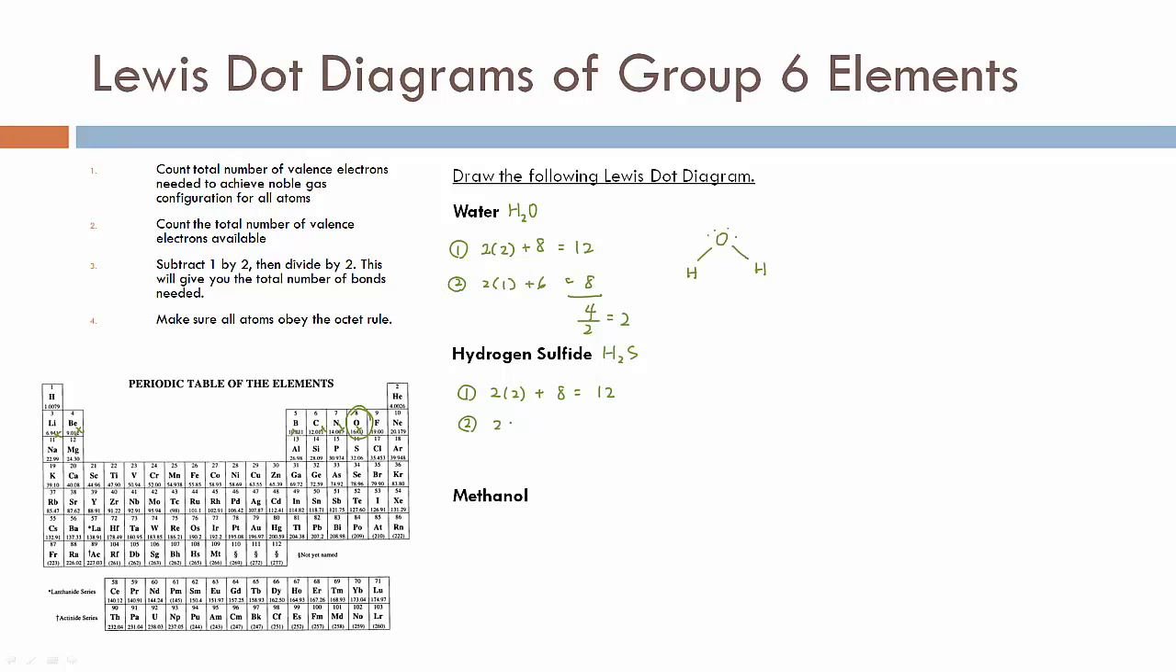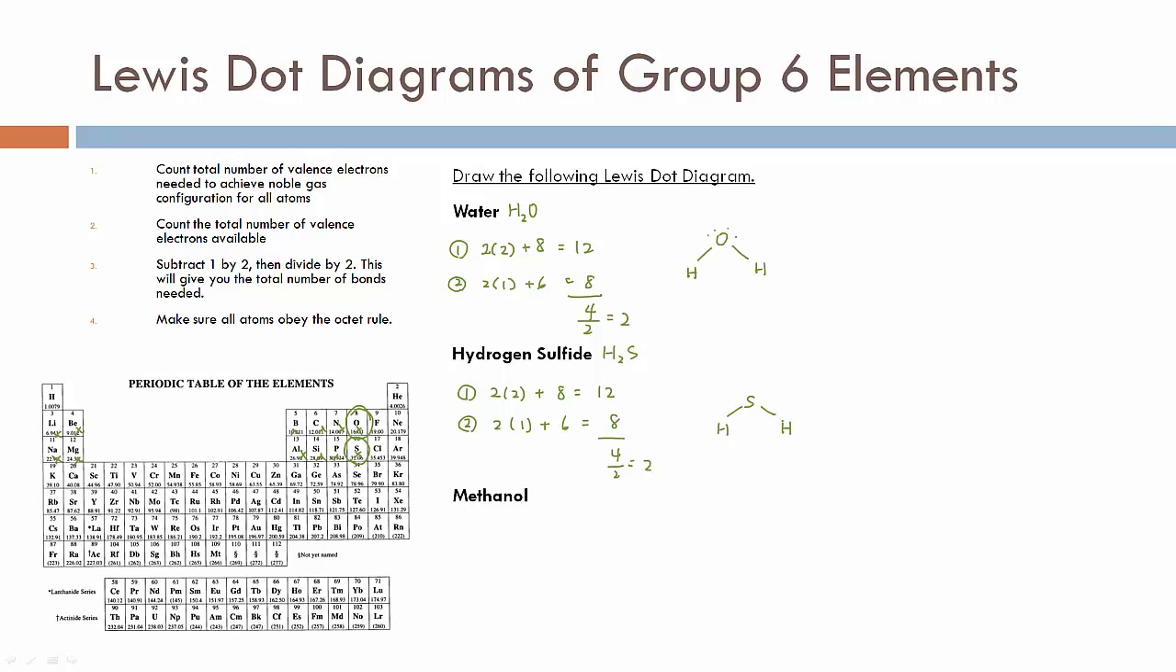Hydrogen has 1 valence electron. There's 2 hydrogens, so it's 2 times 1. Sulfur, located right here, has a total number of 1, 2, 3, 4, 5, 6 valence electrons. That's 6. Tally that up, that's 8. 12 minus 8 is 4. You divide that by 2. You have 2 bonds that are required to connect all the atoms within H2S together.